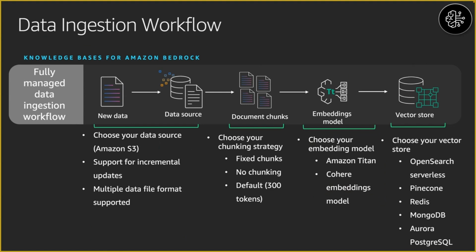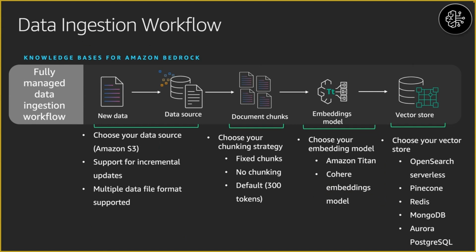The web crawler: if you have a public website and you want to use it as a data source, you can use the web crawler. It also supports Confluence, Salesforce, and SharePoint as data sources. Once you define the data source, you can convert that data into text and split it into manageable pieces which we call chunks. It can be fixed chunks or the default chunking, and then convert it to embeddings using the selected model, like the Amazon Titan or Cohere embedding models.